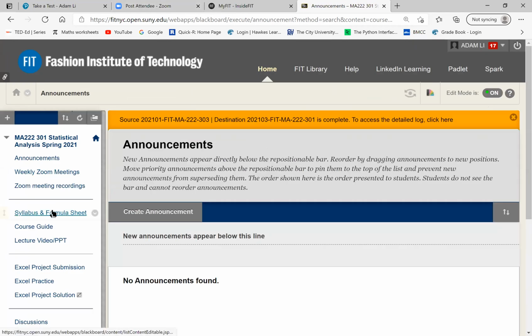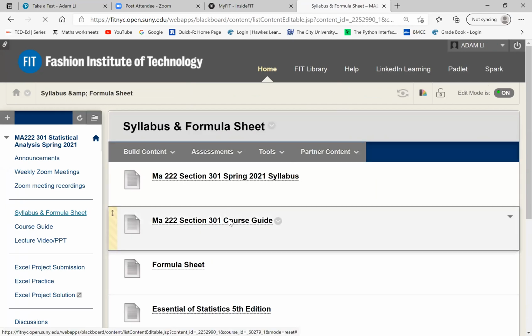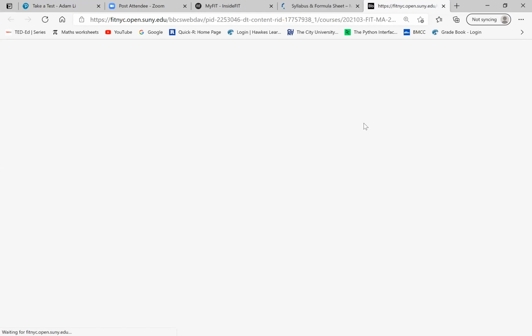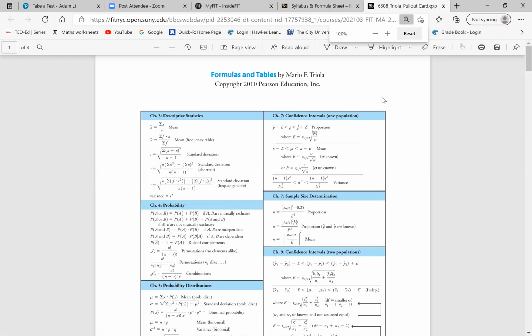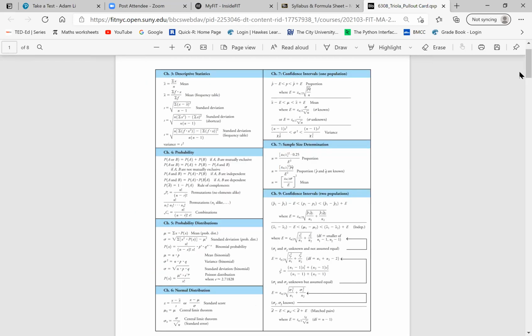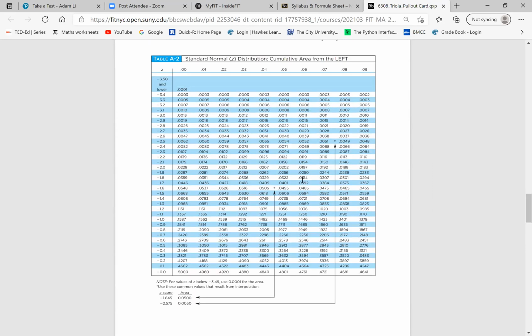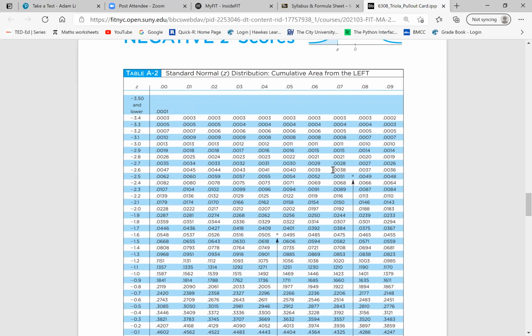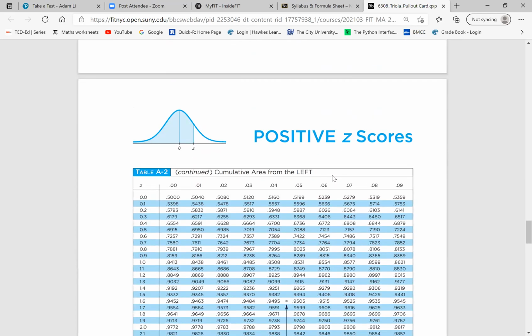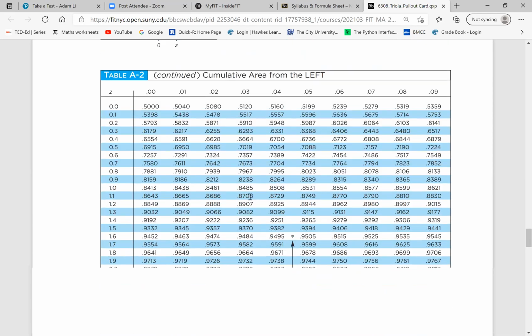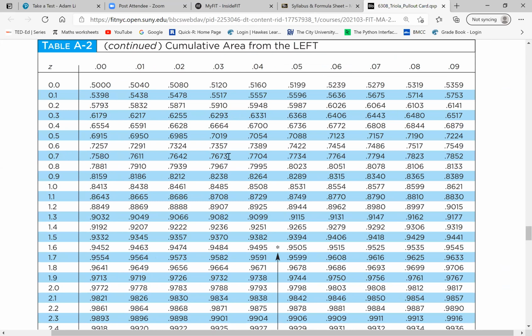Okay, let's see, formula sheet. Here we go. So let's go down to page A2. We need to go to the second page of table A2, and we look for 0.74. Okay. So the answer is 0.7704.